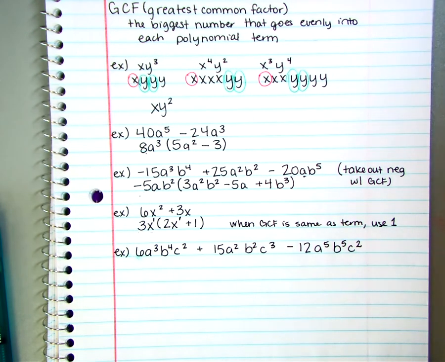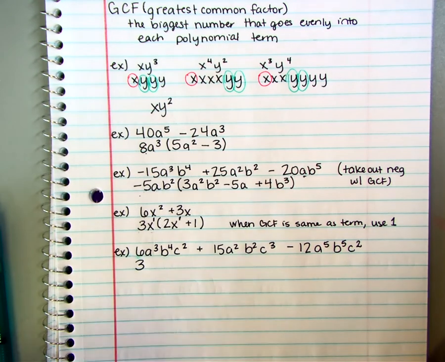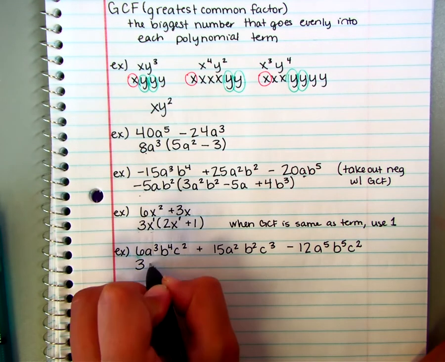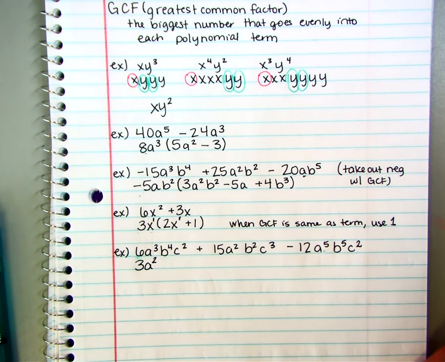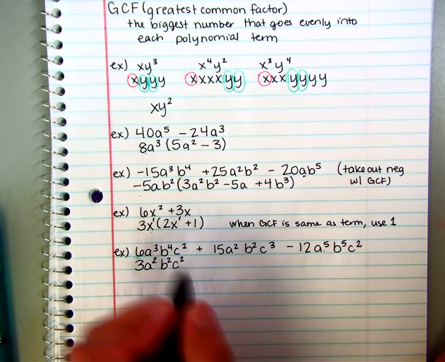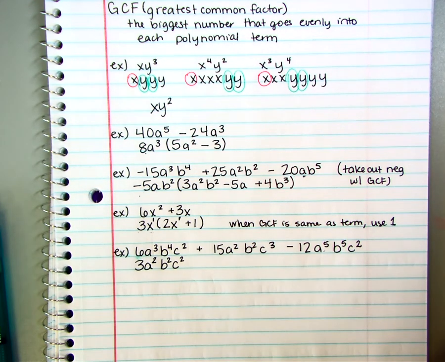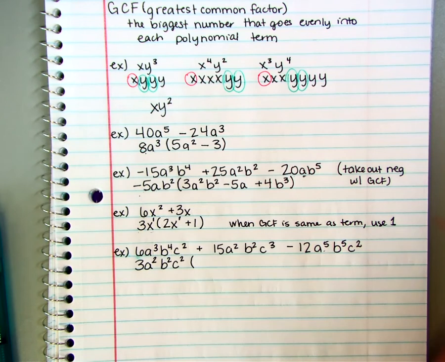So we've got 3 terms, we've got some A's, B's, and C's, 6, 15, and 12. I know that the biggest number that goes into all 3 of those is 3. I know I can take out at least 1 A, at least 2 A's, and that's it. I can take out 2 B's, and I can take out 2 C's. So my GCF is 3A squared B squared C squared. Kind of catchy.